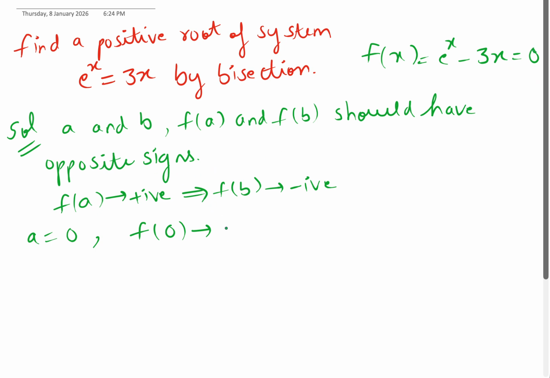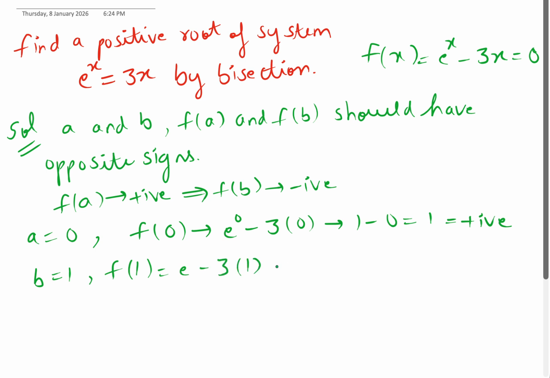So what will be f(0)? e raised to the power 0 minus 3 times 0, 1 minus 0, it is 1, which is positive. Now let me try with b equals 1. I have got positive, now I need to search for the negative one. e minus 3 times 1, it will be 2.78 minus 3, it will be negative 0.22, and this is negative.